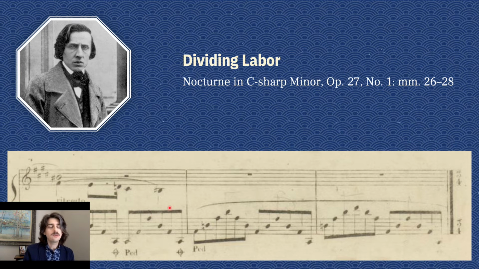And lastly, we have this example from the nocturne in C-sharp minor. As it transitions to the middle section, the left hand is now alone, and you can see these faint little stems that Chopin has drawn to suggest notes that the right hand can take to make the position shifts easier in the left hand, eliminate crossings, create a smoother sound.